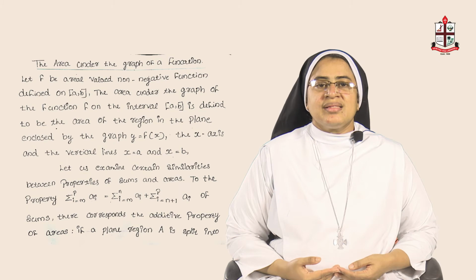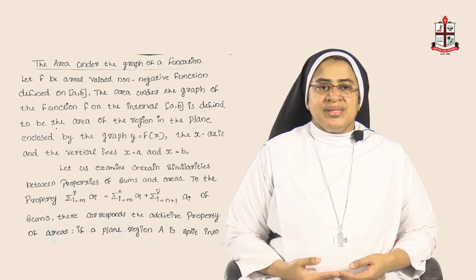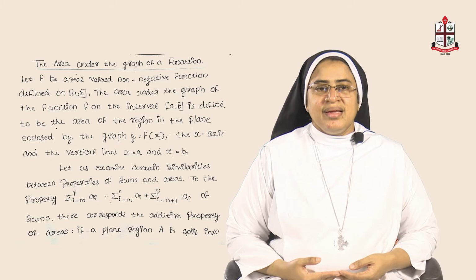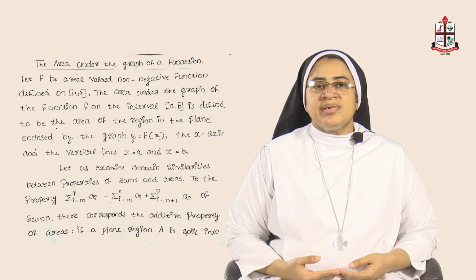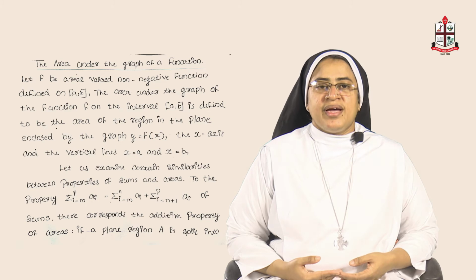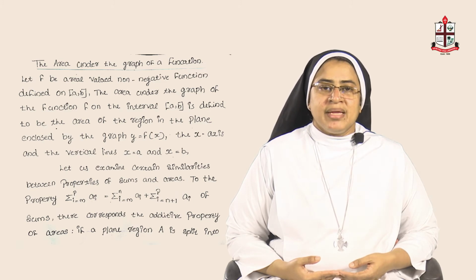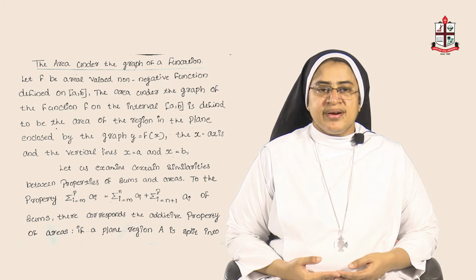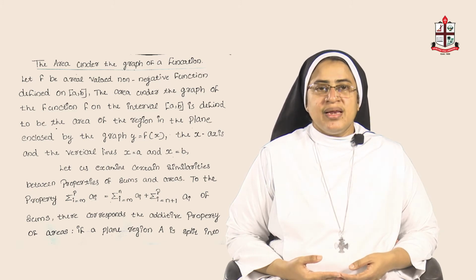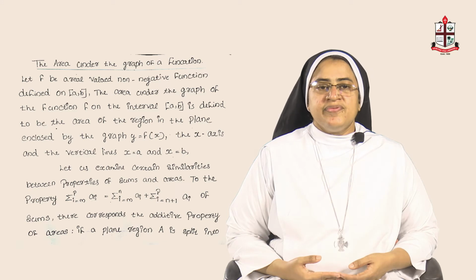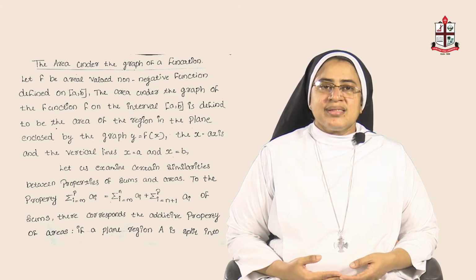The area under the graph of a function. Let us consider a function f, a real valued non-negative function defined on the closed interval [a, b]. Then how will you find the area under the graph of the function on the closed interval [a, b]? It is defined to be the area of the region in the plane enclosed by the graph y is equal to f of x, the x axis and the vertical lines x equal to a and x equal to b.